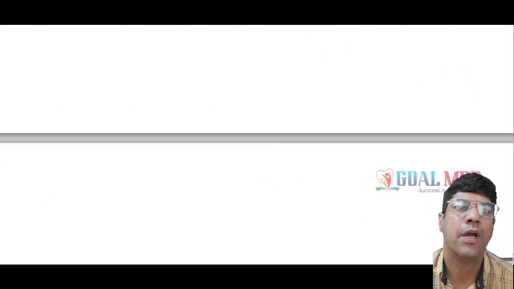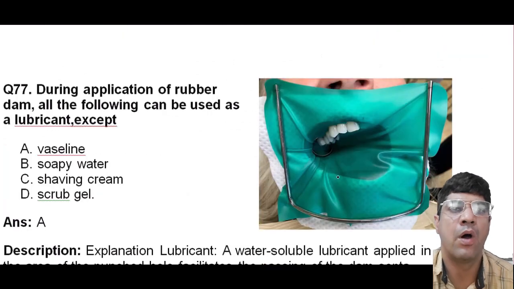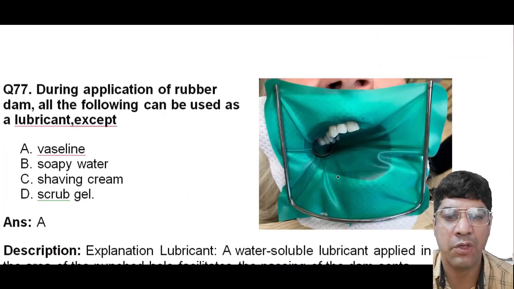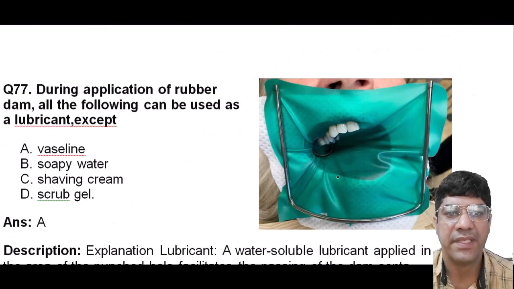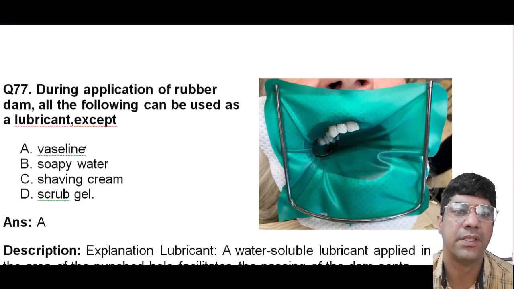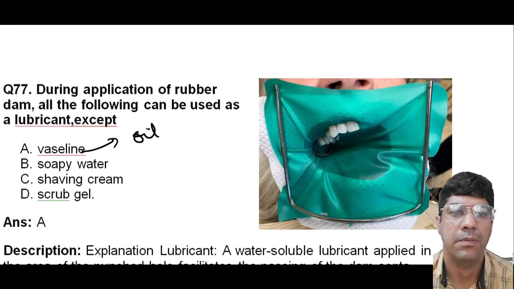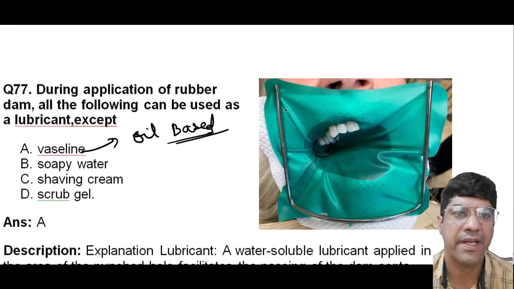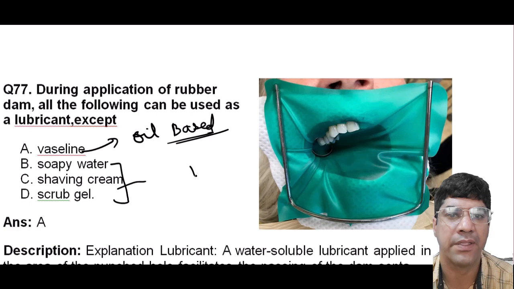Next question: during application of rubber dam, all of the following can be used as a lubricant except. The answer is Vaseline. Vaseline is not a suitable lubricant for rubber dam. Remember, it is oil based, whereas soapy water, shaving creams, and scrub creams are water soluble.